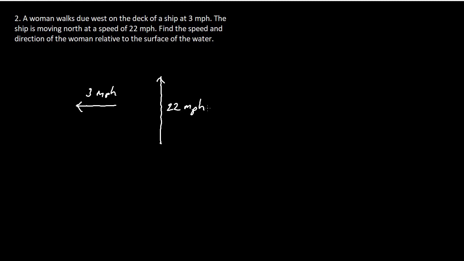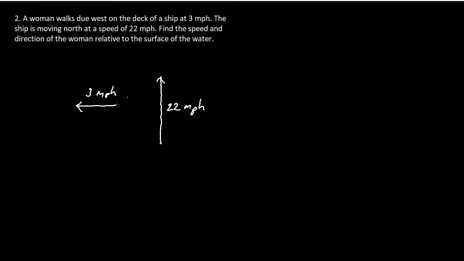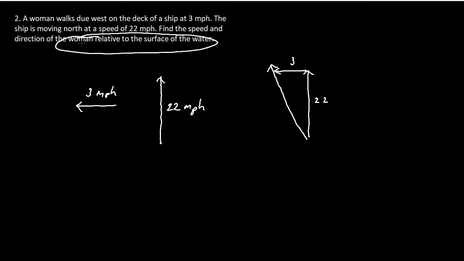So let's go ahead and combine these two vectors. So let's say the woman is the second vector, and the ship is the first vector. So if we combine the initial point of the second vector with the terminal point of the first vector, we'll get a new vector like so. So this is going to be the 22 miles per hour, this is the 3 miles per hour, so the new vector is going to look something like this. So this is going to be the vector of the woman relative to the surface of the water.